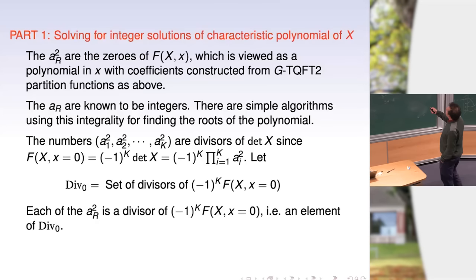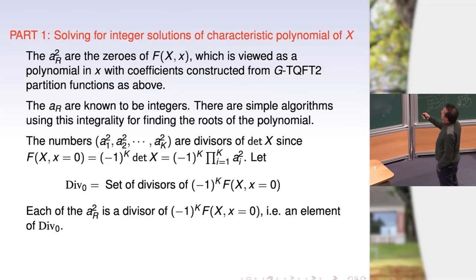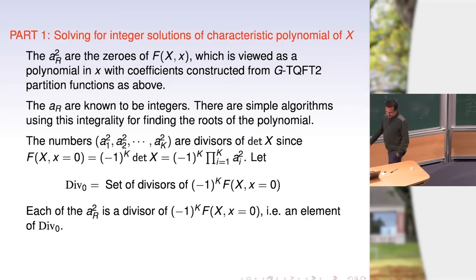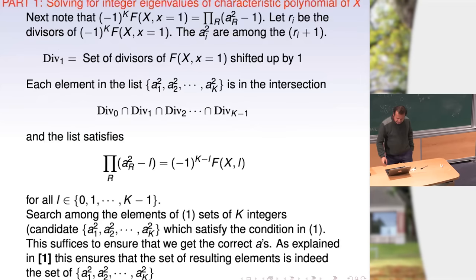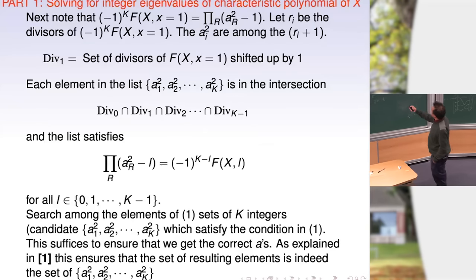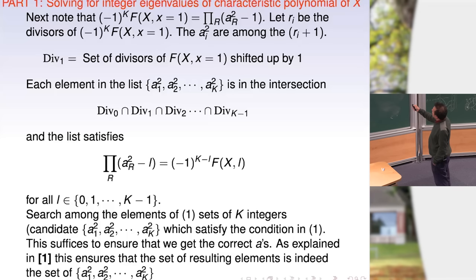I can also make it a bit more efficient. Take this determinant, that's the evaluation at x equals 0. I could also evaluate it at x equals 1. Then I will get this polynomial, this product is a_r squared minus 1. That's something I can evaluate at x. And if I look at the set of divisors of that guy, shifted up by 1, they will be the a_r squared again.